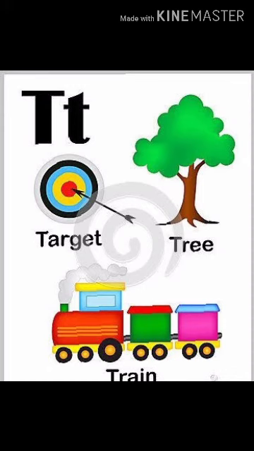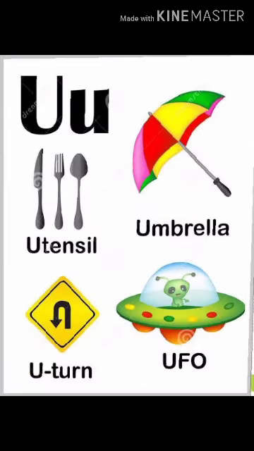T, train. T, target. The next letter is U. U, umbrella. U, utensils. Utensils means spoon, fork, plates, glass. They all are utensils.